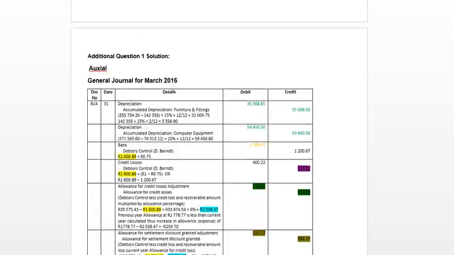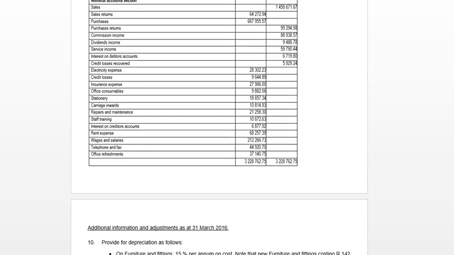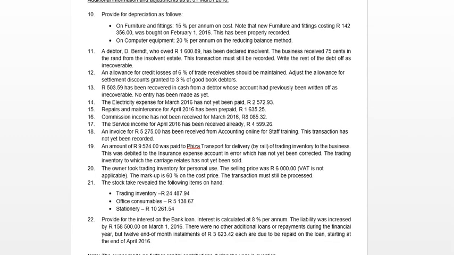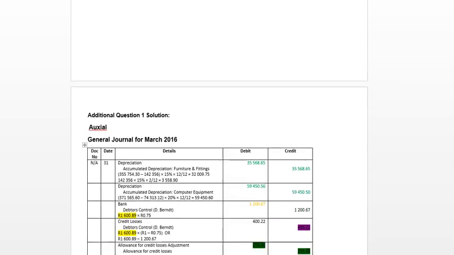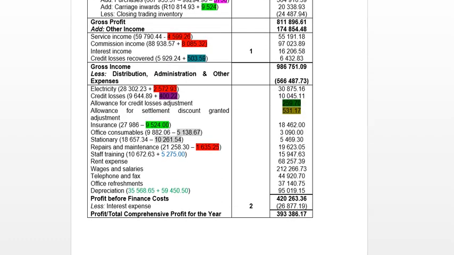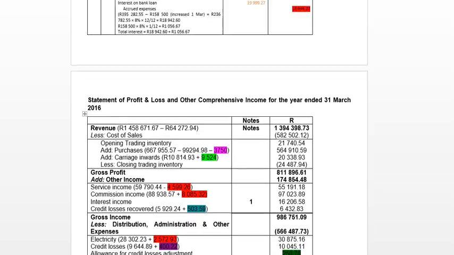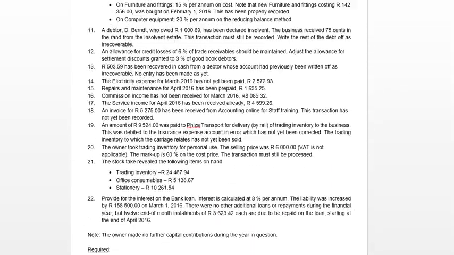Then our repairs and maintenance, our balance is 21,258.50 cents, but with repairs and maintenance we prepaid for April 1,635. So this is an expense that doesn't relate to the current financial year, so we need to decrease our expenses by 1,635 Rand to get to a repairs and maintenance for the current financial year of 19,623.05 cents.